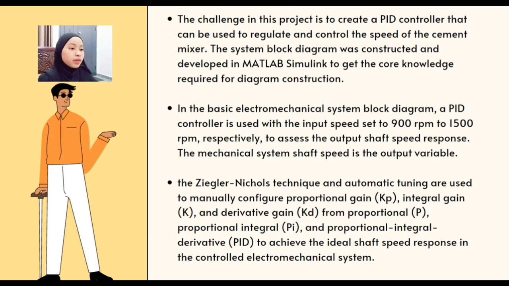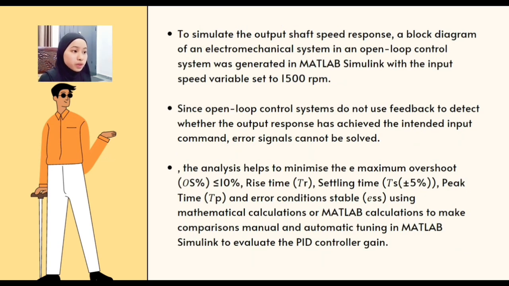Number 4, to simulate the output shaft speed response, a block diagram of an electromechanical system in an open loop control system was generated in MATLAB Simulink with the input speed variable set to 1500 RPM. Since an open loop control system does not use feedback to detect whether the output response has achieved the intended input command, error signals cannot be solved. And lastly, the analysis helps to minimize the maximum overshoot, rise time, settling time, peak time, and error conditions, using mathematical calculation or MATLAB calculation to compare manual and automatic tuning in MATLAB Simulink to evaluate the PID controller gain.